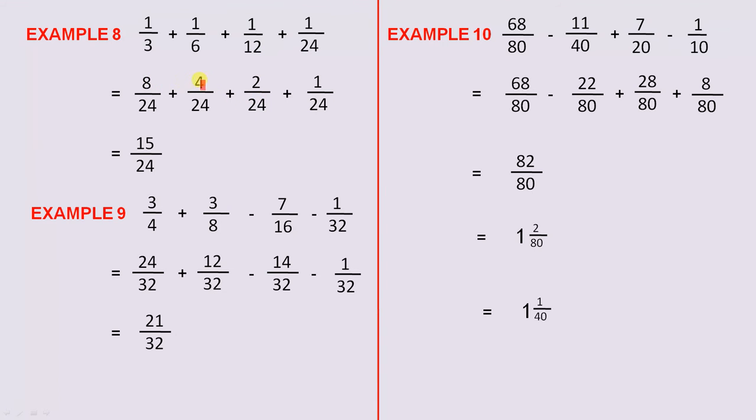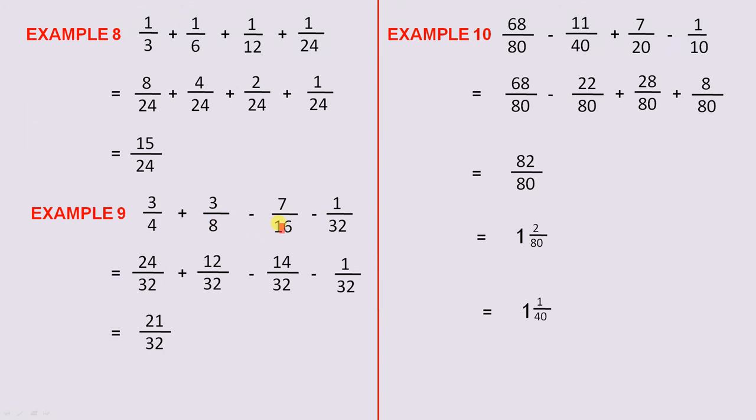So we add the 4 numerators together. 1, 2, 3, 4 numerators. Add those together to give us 15 over 24. Example 9. We have those 4 fractions here. The principles are the same, even though we have addition and 2 subtractions.